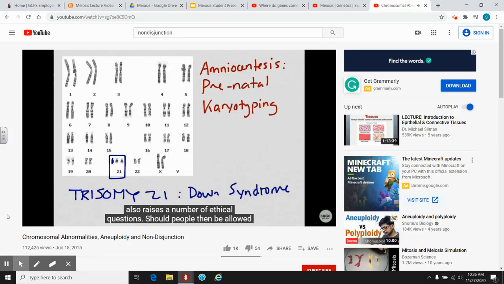However, this also raises a number of ethical questions. Should people then be allowed to terminate the pregnancy if they decide that they are not able to care for a Down syndrome child or a child with a serious chromosomal abnormality? This is an ethical question rather than a scientific question, but it's important to keep ethics in mind as we continue to discuss this topic.